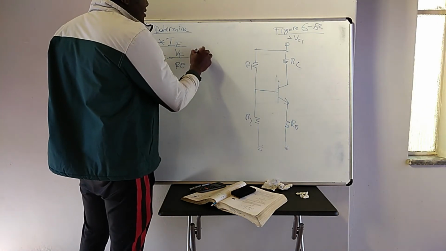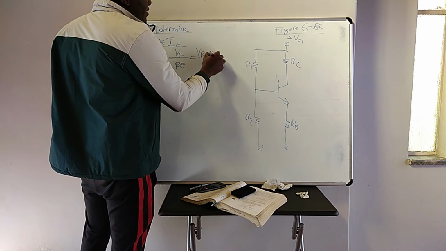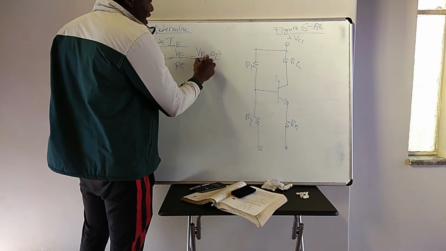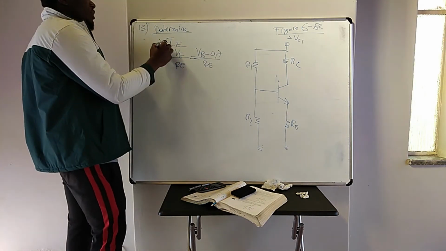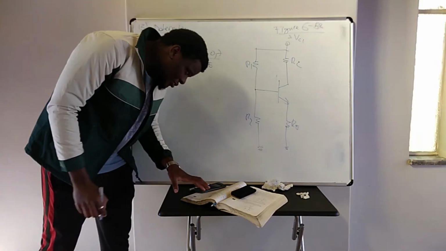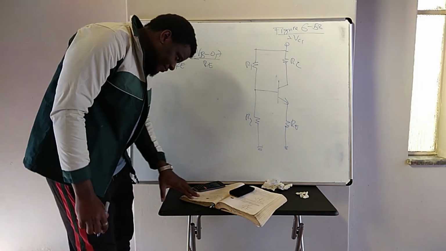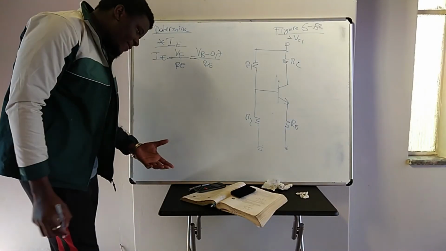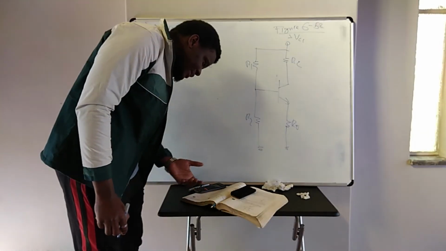So in this question, VE is going to be VB minus 0.7, over RE. This is how we're going to calculate IE. But the problem is also that I don't have VB, but we can calculate VB.